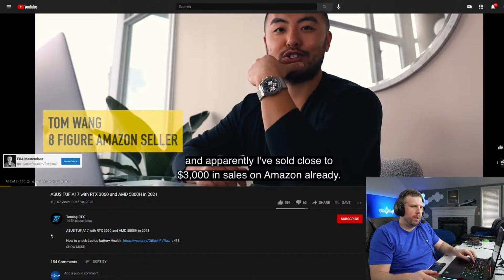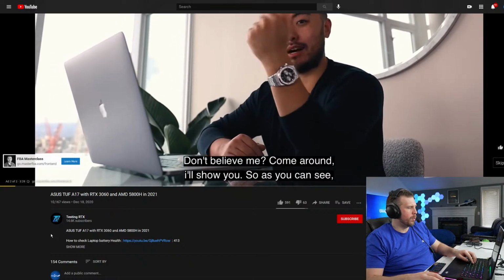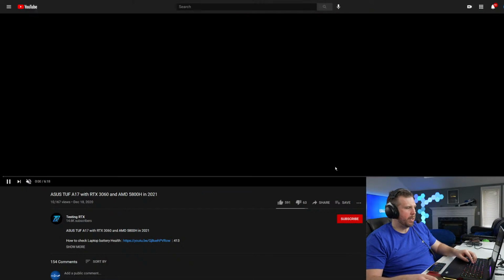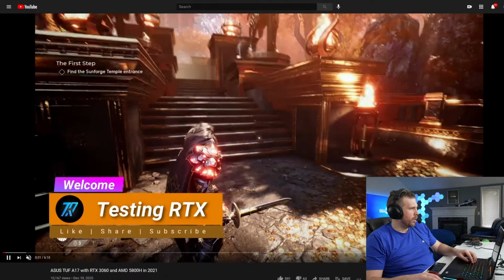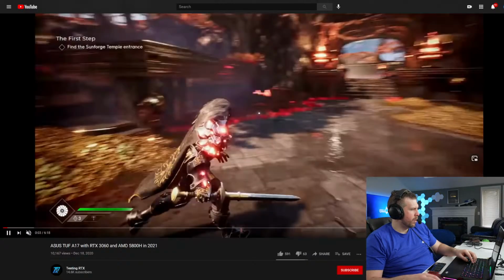What is the TDP for the HP M15Z 3060? It goes up to 100 watts. I'm not sure what the base non-dynamic boost is.